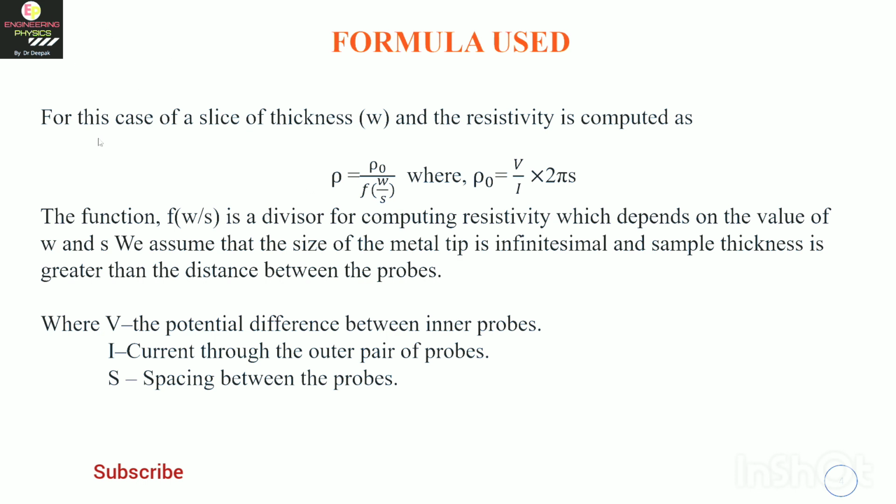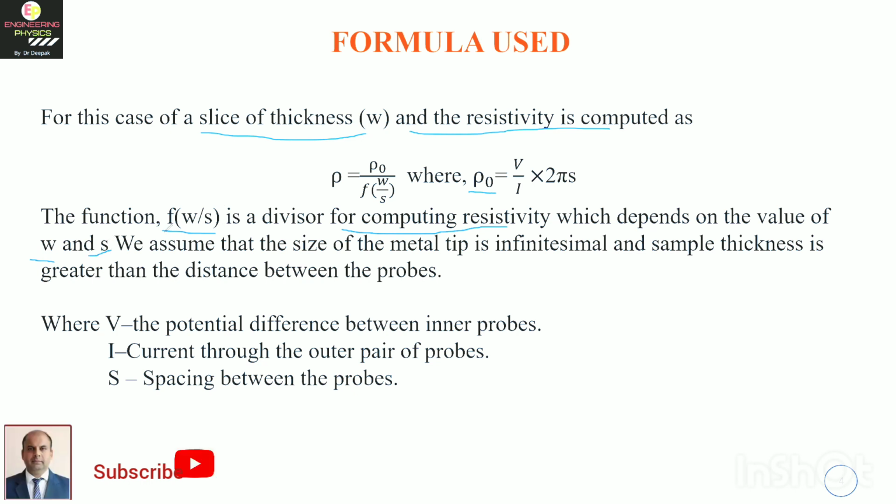The formula used to calculate the resistivity of the semiconductor: for a slice of thickness W, the resistivity is computed as rho is equal to rho naught divided by F(W/S), where rho naught is equal to V upon I into 2 pi S. The function F(W/S) is the divisor for computing resistivity, which depends on the values of W and S. W is the thickness of the sample and S is the distance between the probes.